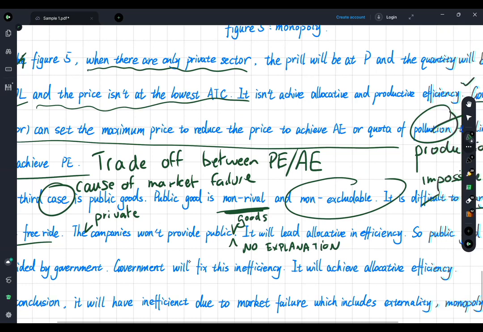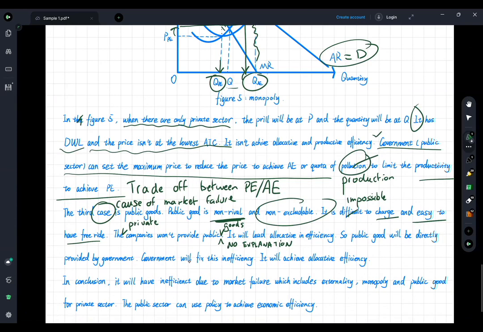Because again, people free ride, so they don't want to pay. So if they don't want to pay, the demand for public good is 0. If the demand is 0, it means that private firms can't essentially collect revenue from selling public goods, so they can't make profit, so they will not be incentivized or encouraged to produce public goods.